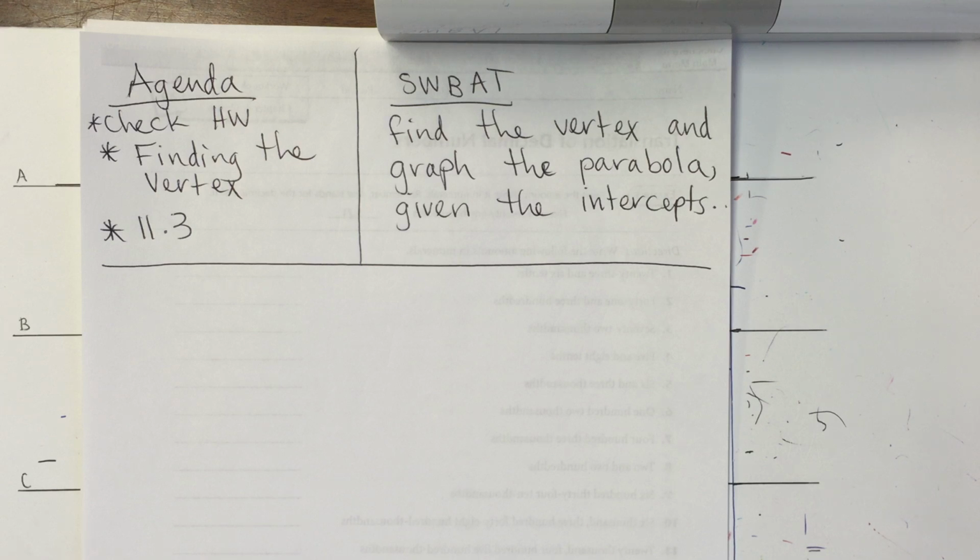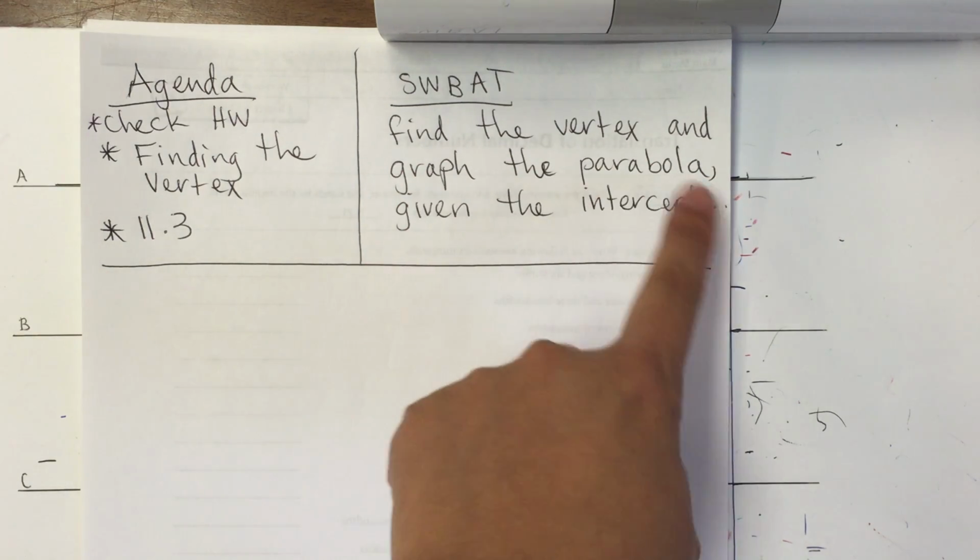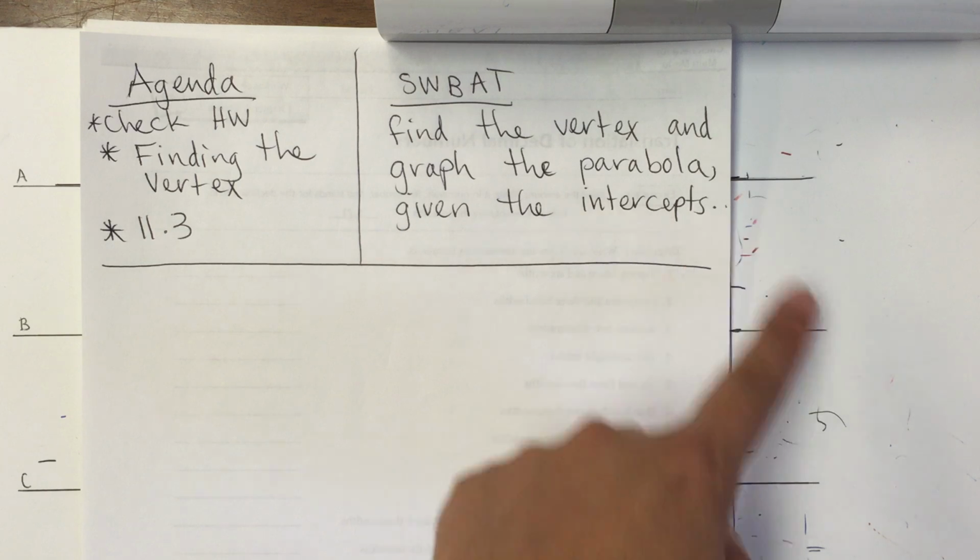Students, today's agenda is to check your homework. And today we'll be finding the vertex. And you will be able to work on 11.3. So today's lesson will relate a lot to yesterday's lesson. And so students will be able to find the vertex and graph the parabola given the intercepts.